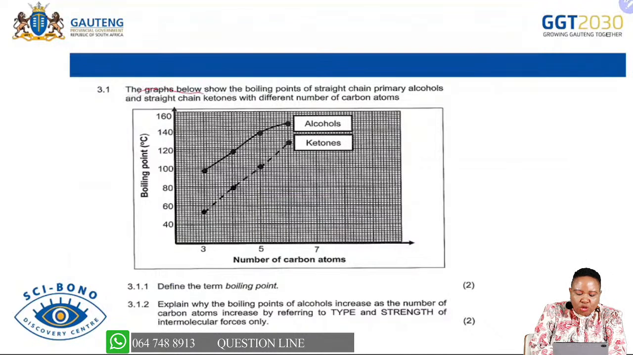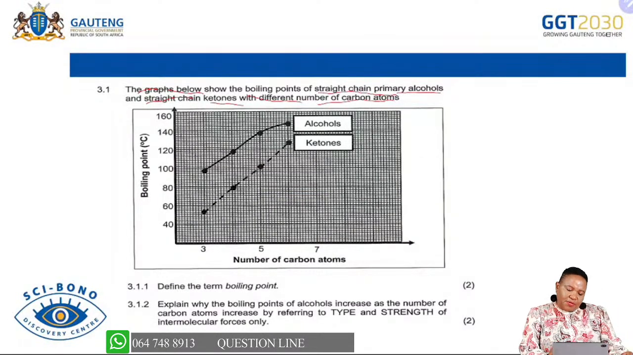The graph below shows the boiling points of straight chain primary alcohols and straight chain ketones with different numbers of carbon atoms. It's almost the same as the previous question that we did. So they are showing you the graph that represents alcohols and the graph that represents the ketones. The first thing the examiner says, define boiling point. All learners in Gauteng must be able to get this mark, because you are going with this mark as the memorandum, because you know that definitely one of the 3 physical properties might be one of the definitions.